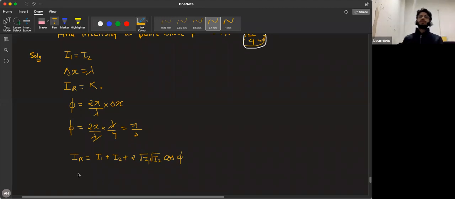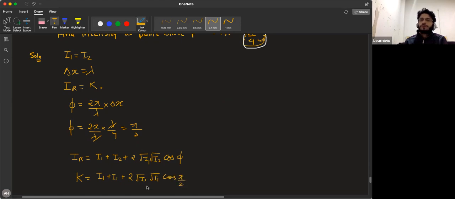Next, what you can do is you can just put the value of IR. How much is IR? IR is K. And both I1 and I2 are equal, so instead of I2, I'm writing I1. So I1 plus I1 plus 2 root I1, root I1, then cos pi by 2.